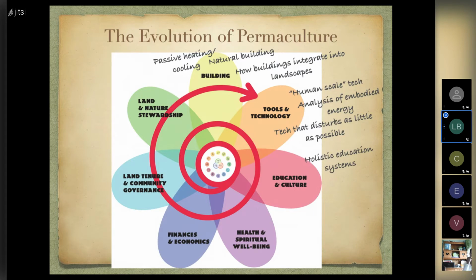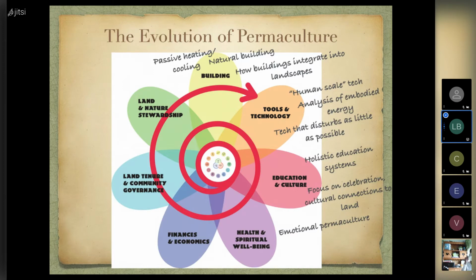So another petal of the flower is called culture and education. And so using the permaculture lens, you can design holistic education systems. You can place a focus on celebration, cultural connections to land, integrating land-based practices into education.